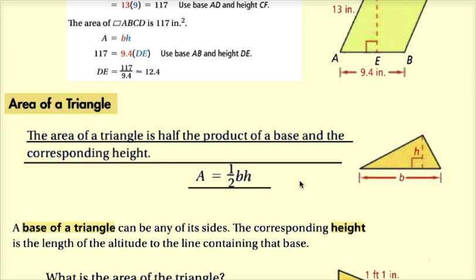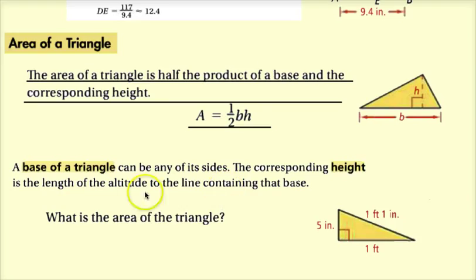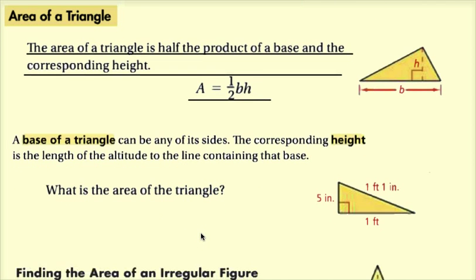Now remember, the base of a triangle can be any of its sides, and the corresponding height is the length of the altitude to the line containing that base. So if I want to do this problem right here, what's the area of this triangle? I'm going to start by writing the formula, 1/2 base times height. The base is 1 and the height is 5.